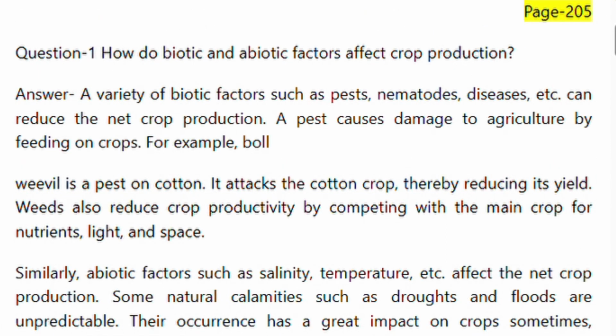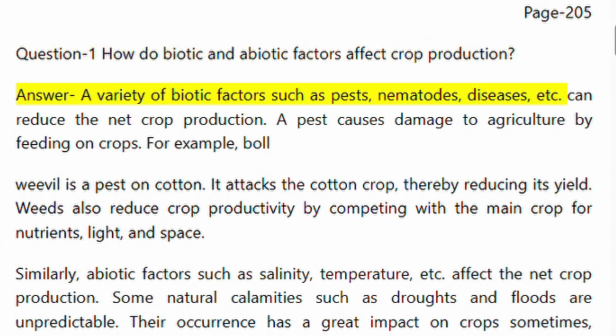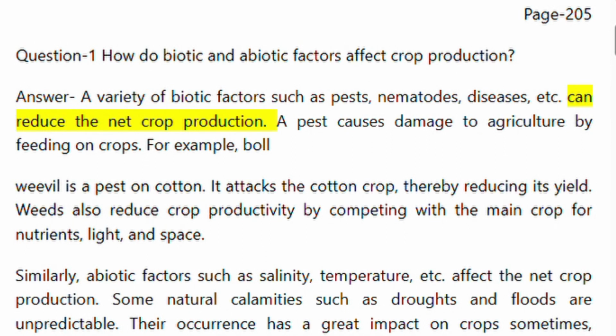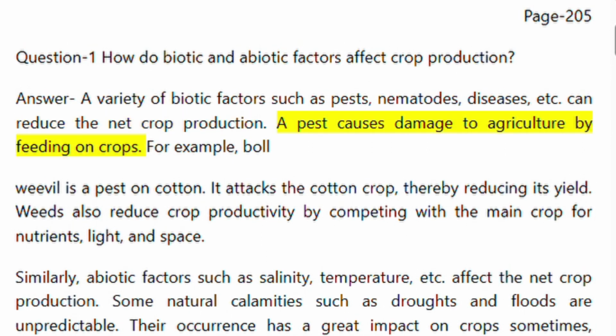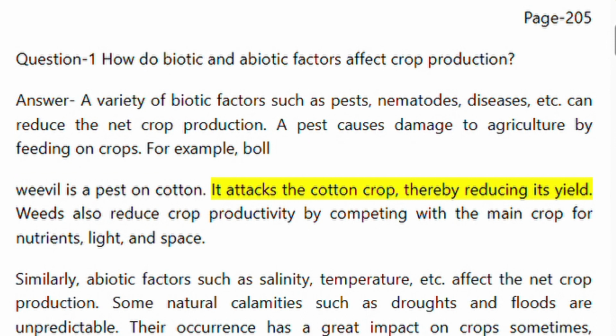Page 205. Question 1. How do biotic and abiotic factors affect crop production? Answer. A variety of biotic factors such as pests, nematodes, diseases, etc. can reduce the net crop production. A pest causes damage to agriculture by feeding on crops. For example, boll weevil is a pest on cotton. It attacks the cotton crop, thereby reducing its yield.